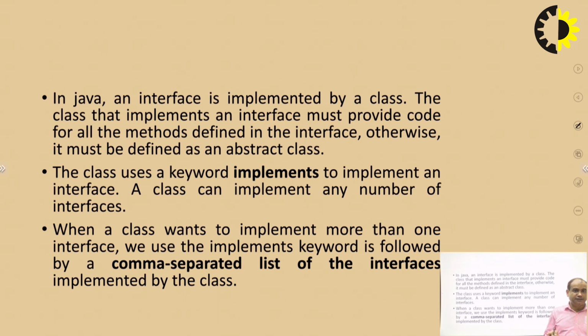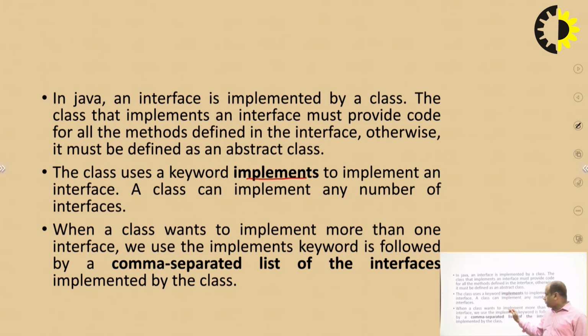As we earlier saw, if a class extends an abstract class, either we have to define its methods or we make the class abstract. Next, the class uses the keyword implements. Which keyword does a class use? Implements. Class to class, it uses extends. Class to interface, it uses implements. A class can implement any number of interfaces.